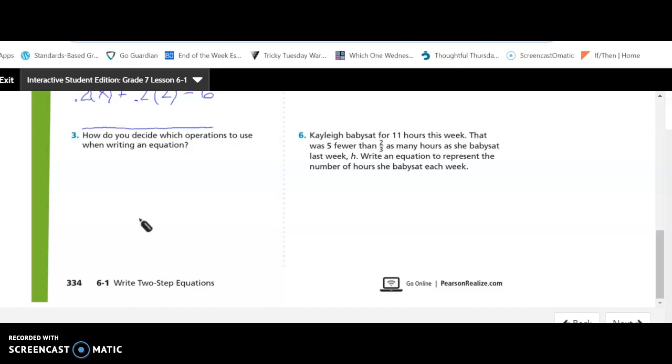Kaylee babysat for 11 hours this week. That was. So was is my equal word. Okay, so I know that I'm going to have 11 equals because 11 was. When we look at this, which operations do we know when writing an equation? If I want to know where the equal sign should go, I might see words like is, was, had, has, those words that are telling me that these two statements are equal to each other.